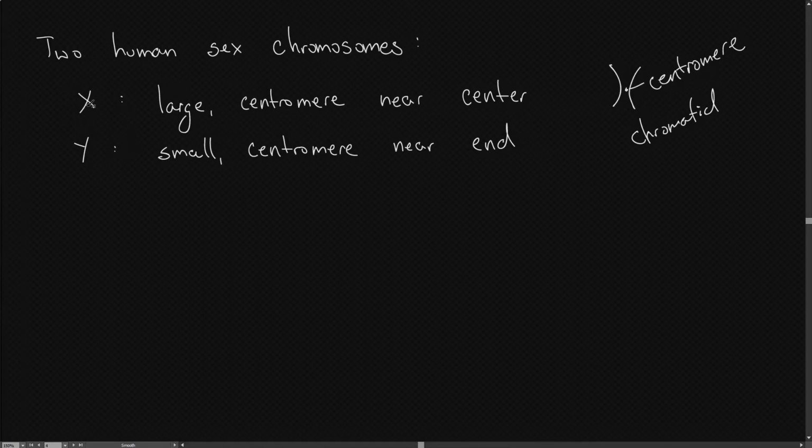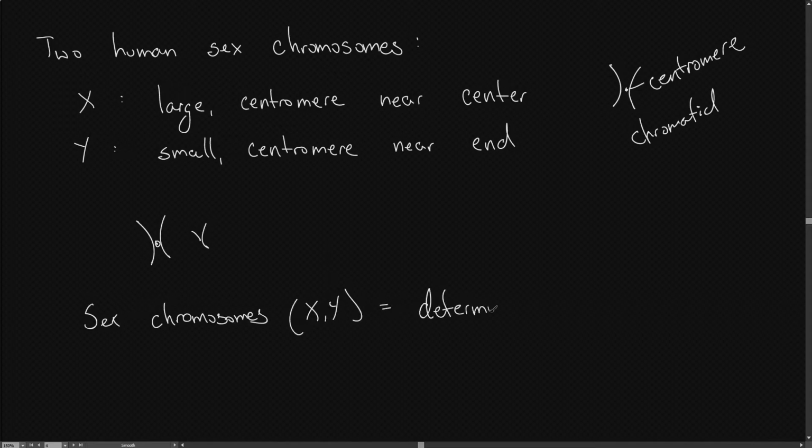So in this case, when we draw the X chromosome, it will be large, with the centromere in the very center, and the Y chromosome is much smaller, with the centromere near the end. This gives us this X shape for the X chromosome and this Y shape for the Y chromosome. And we say that the X and the Y are the sex chromosomes because they determine sex.